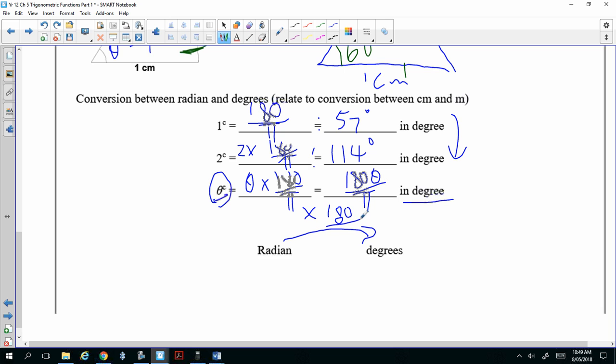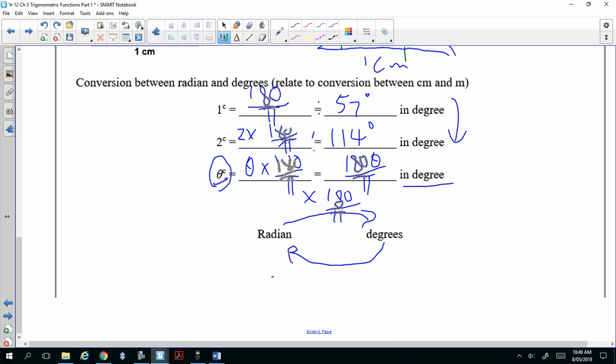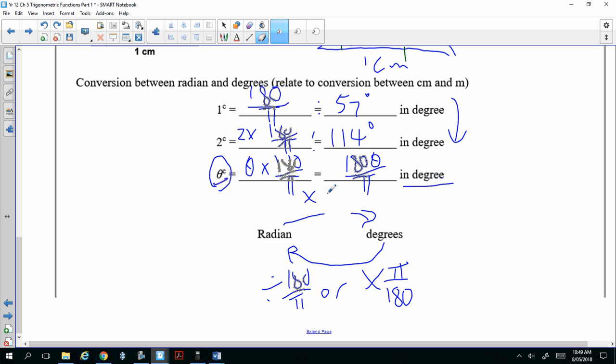And to go from degree to radian, we do the reverse. We divide by 180 over pi, or we can times by the reciprocal. Right, done. Good. So now we have a conversion. So we're going to use this formula to do some calculation, which is on the next page.